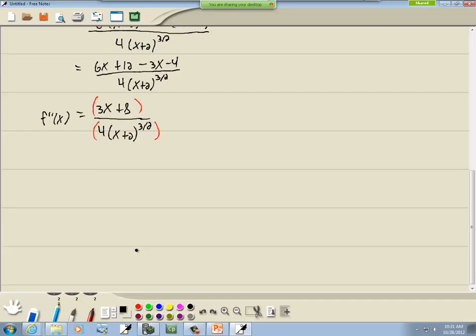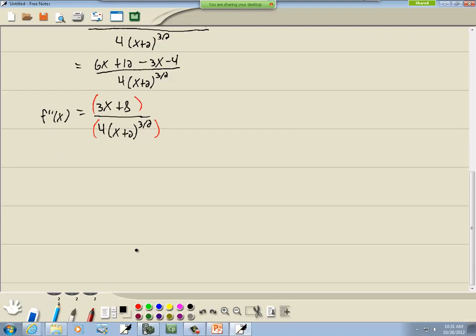Okay, let's find our critical values. So I'm going to set the top part equal to 0, and I'll set the bottom part equal to 0. Now here we got 3x equals negative 8, divide both sides by 3, and we got x is equal to negative 8/3. Now this one, remember if you have a number out in front and you have a power, they just all drop away, and you got x plus 2 equal to 0. So we got x is equal to negative 2.